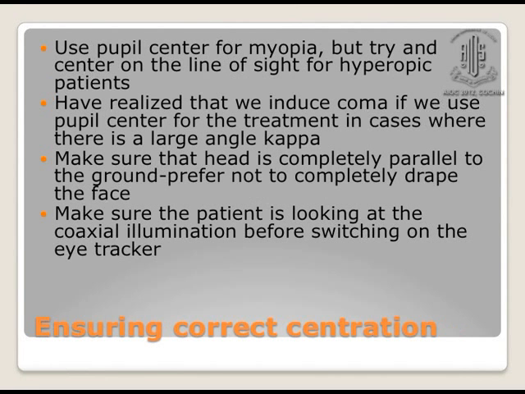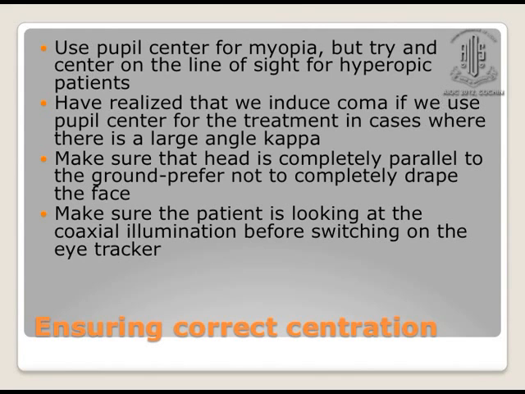Ideally, if you are ensuring correct centration, you should use the visual axis as your guide. But in myopia, since the angle kappa is small, it's okay to use the pupil center as a center of treatment. But for hyperopia, it's mandatory that it is on the line of sight, because we have realized over a period of time that we induce coma if we use pupil center for treatment in cases where there is large angle kappa.